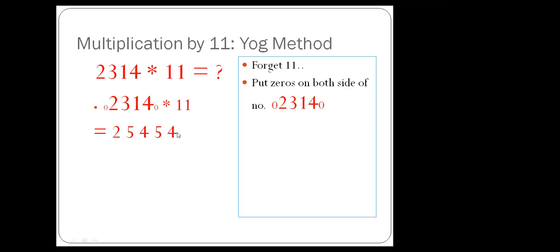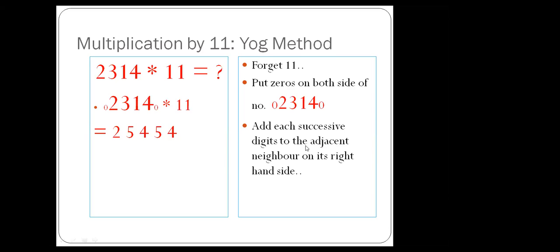So simple. Just within 5 seconds, you can write the answer if you know the method. It's simple addition. And I assume that you know addition very well, you can do the addition very fast, right? So what we are doing? Add each successive digit to the adjacent neighbor on its right hand side. Whatever number is on the right hand side, we are adding that number with the next digit.